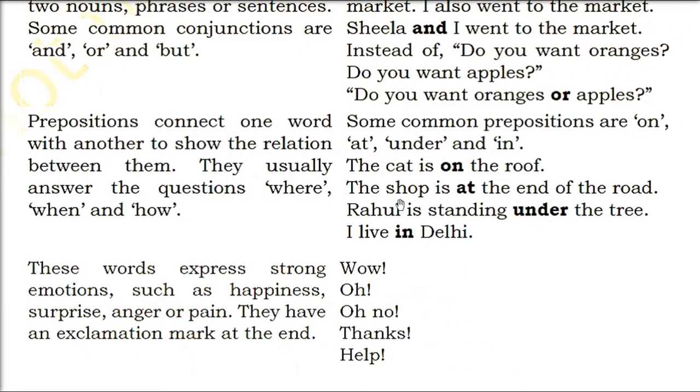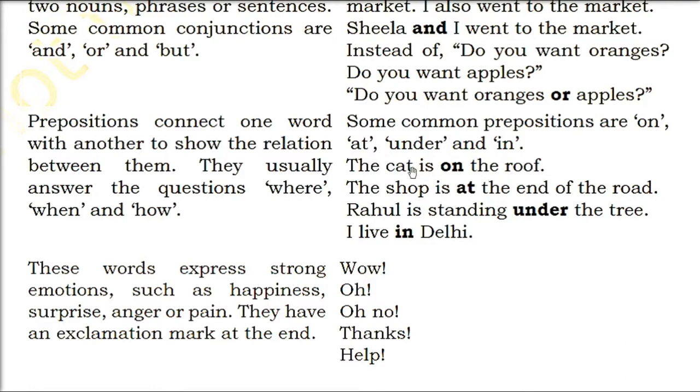Prepositions are at, under, in. They connect one word with another in order to show a relation. That is, they answer the questions where, when and how. So prepositions connect one word with another, giving the answer to where, when and how. Some common prepositions which we use are on, at, under, in.